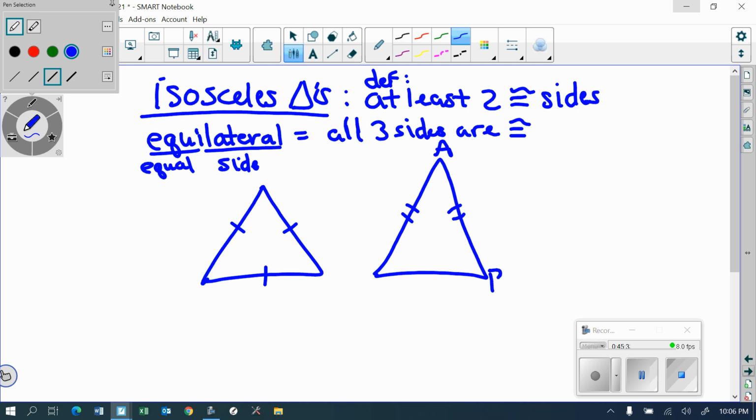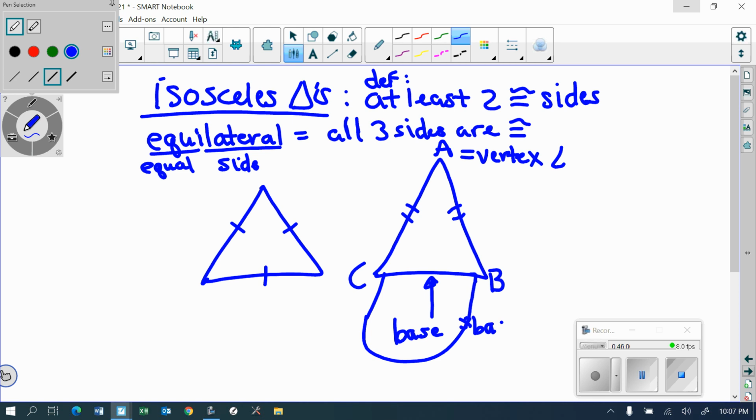Angles are always mentioned by capital letters. This angle A is called the vertex angle. The vertex angle is where the two congruent sides, which we know are congruent because they have two hash marks each, come together. It's at A. The side opposite the vertex angle is called the base. So these two right here are called base angles. I'm just going to label them both right here, base angles, because they're on the base.